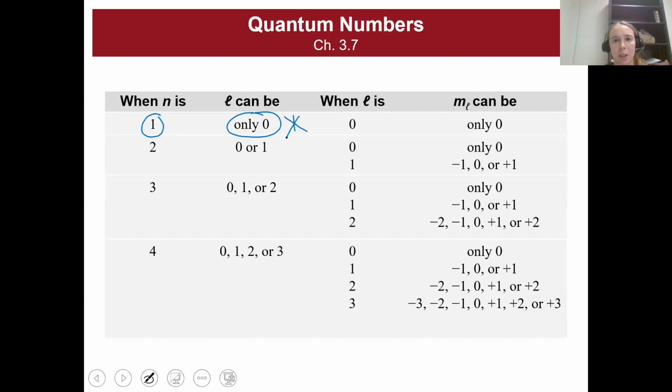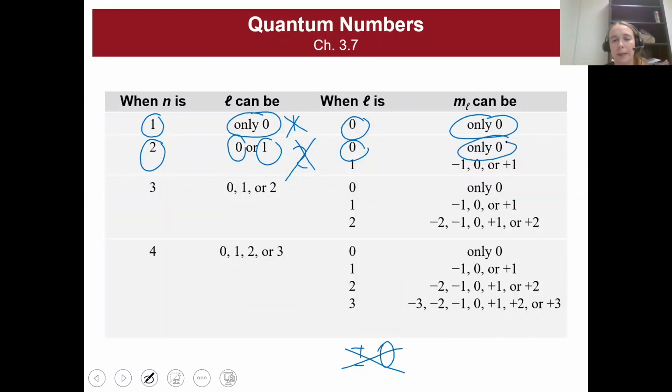And when L is 0, M sub L can only be 0 because there's no such thing as plus or minus 0, just 0. When N is 2, we have more options. So, like I said, L can still be 0, or it can be 1, but it can't be 2 because 2 would be equal to N. So L can be 0 or 1. When L is 0, M sub L can still only be 0. When L is 1, I showed you this one, M sub L can be -1, 0, +1.